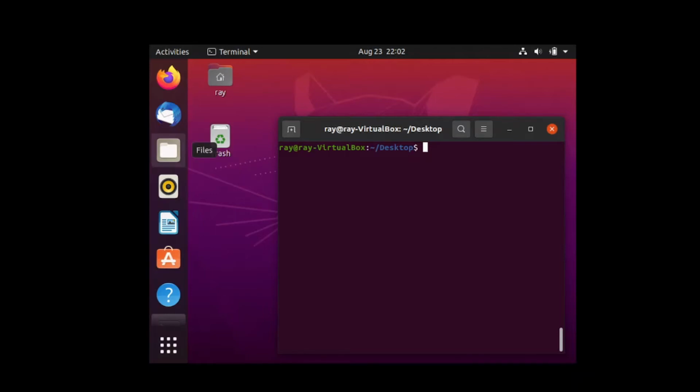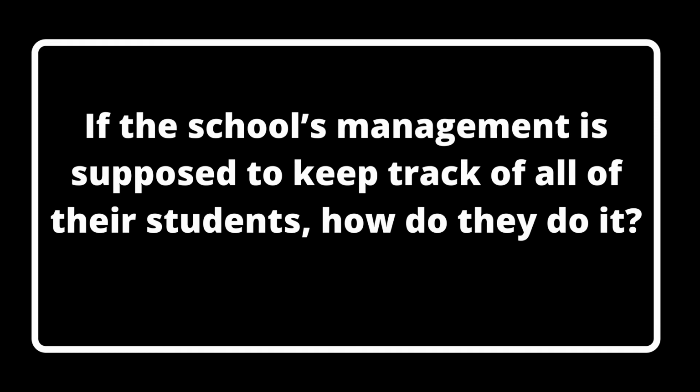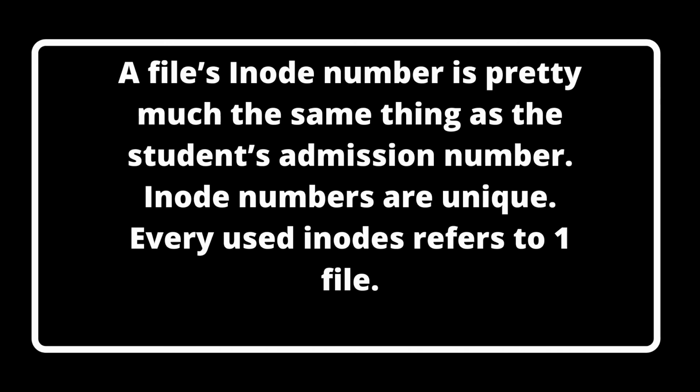In a Linux system, I want you to imagine each file and directory as students in a school. If the school's management is supposed to keep track of all of their students, how do they do it? Well, to solve this problem, when the school is accepting a student's admission, they allot an admission number to the student, so it'd be easier to keep track of the students. A file's inode number is pretty much the same thing as the student's admission number.